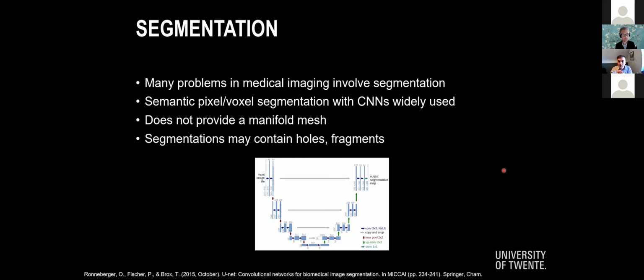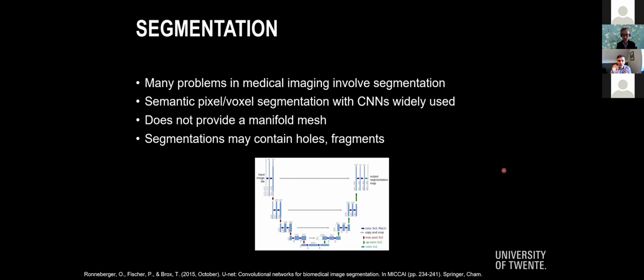So, as you may be aware, many problems in medical imaging involve segmentation. But for many downstream tasks, we are not necessarily interested in finding a voxelized or pixelized representation. We want to have a manifold mesh. For example, if we want to run some simulation on our segmentation data, or do some visualizations, or compute some features on the surface, it may be beneficial to have a mesh instead of a voxelized representation.